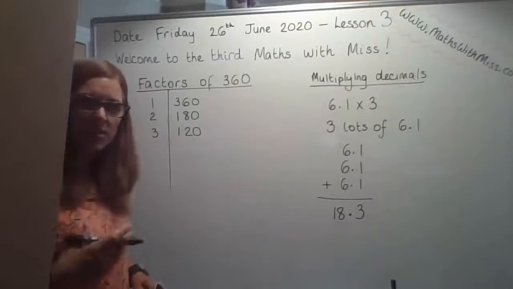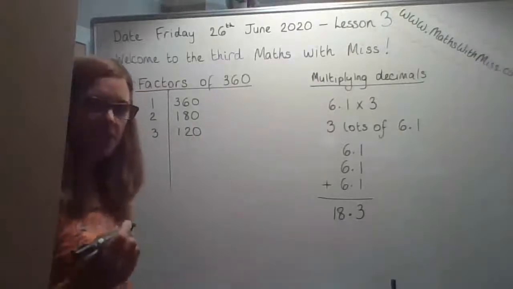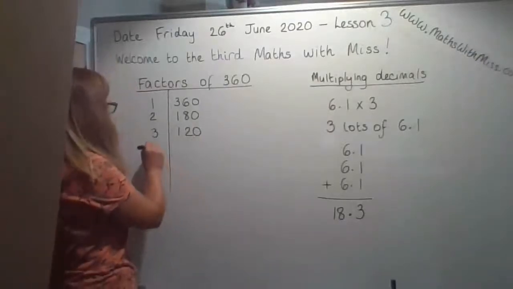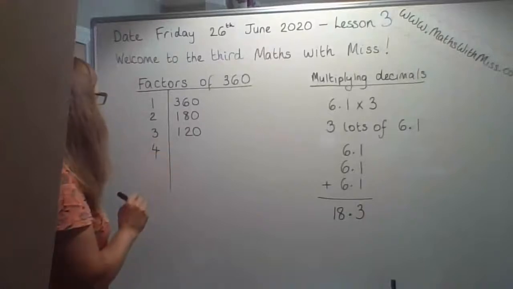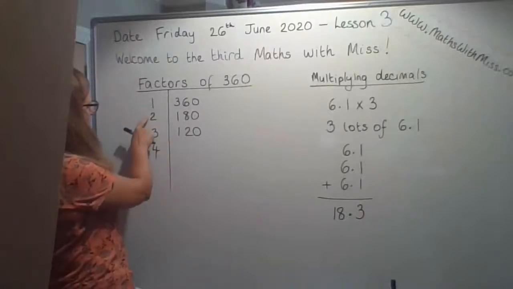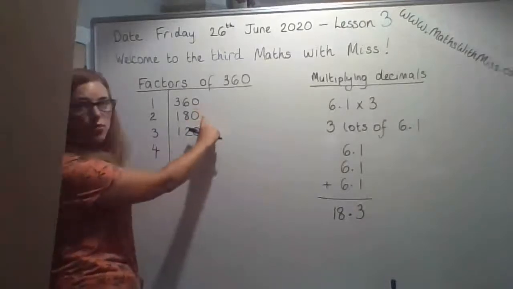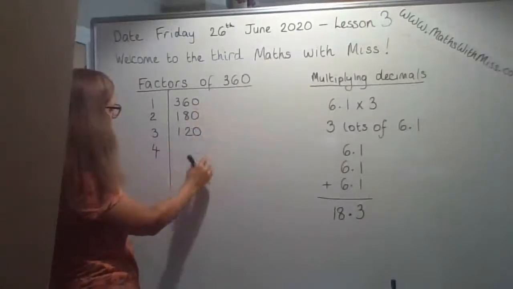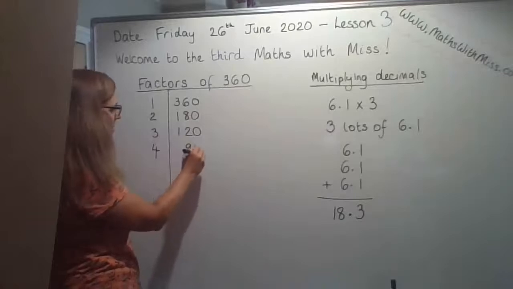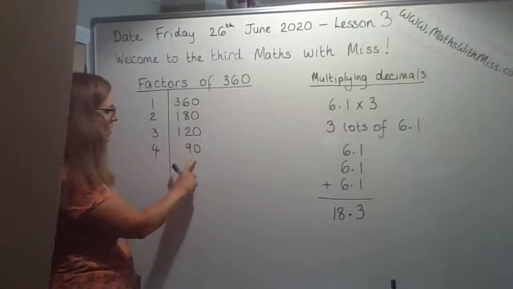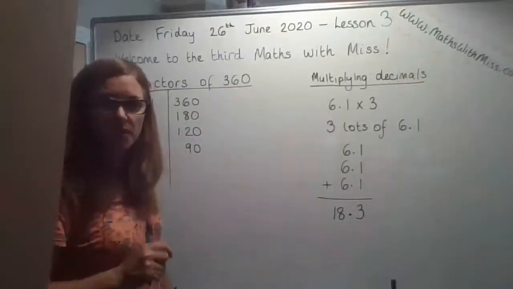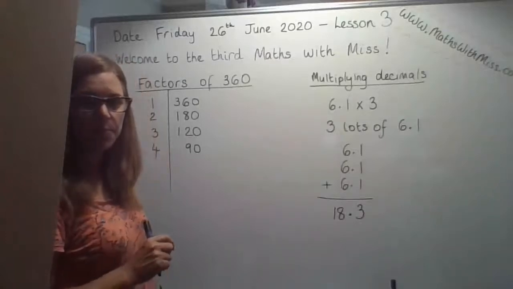Now, it will start to get tricky, but there are techniques we can use. So we're going to try 4 now. Now, if I double 2, I get 4. So if I halve 180, I'm going to get 90. And 4 multiplied by 90 gives us 180.